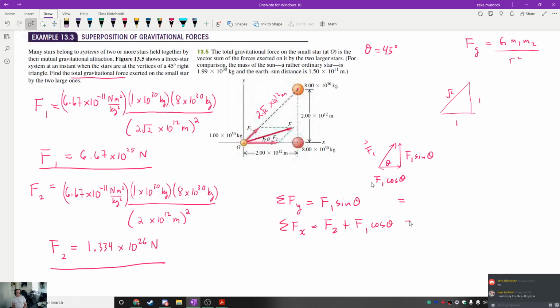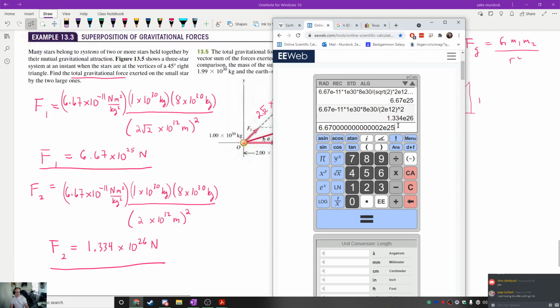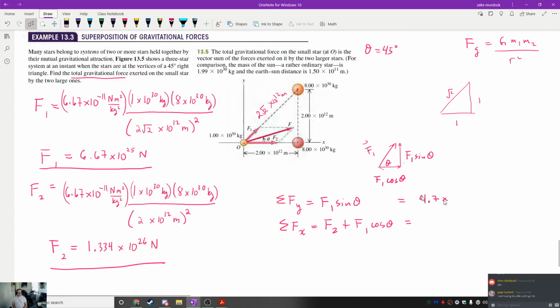If we plug in the numbers, F1 was 6.67. We've got this other calculator up, so we can just use it. If we take that number and multiply by the sine of theta, which is the sine of 45, making sure we're in degrees, we're going to get 4.7 times 10 to the 25 for this one.